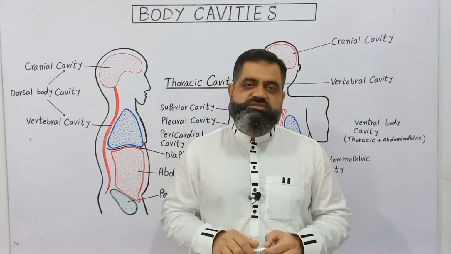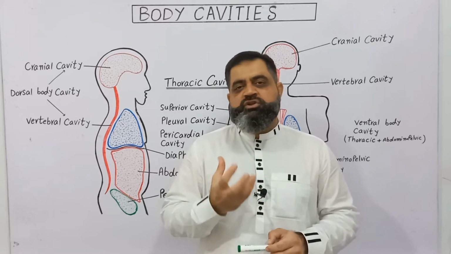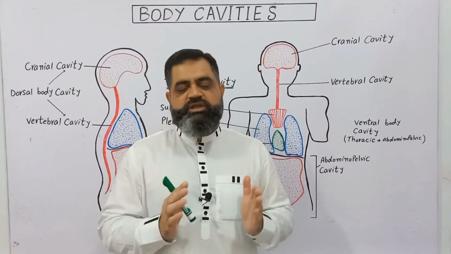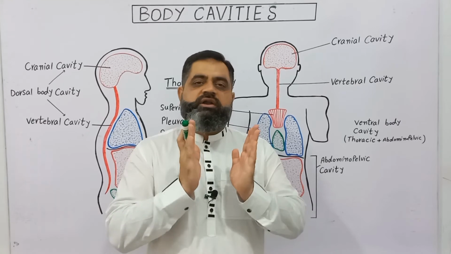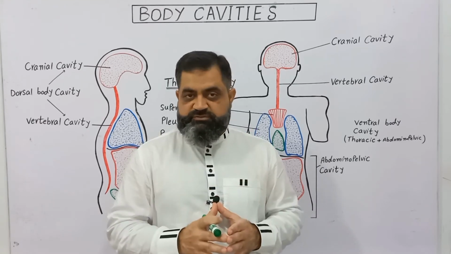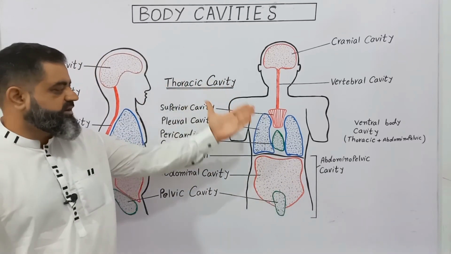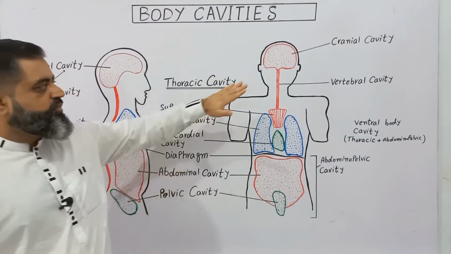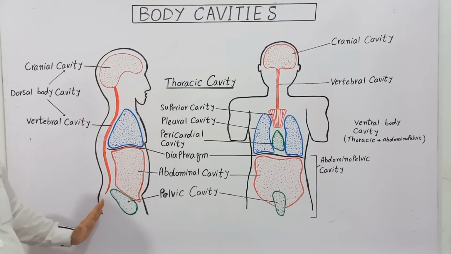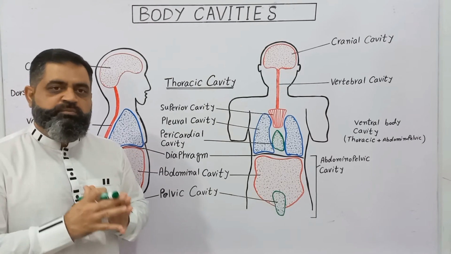Now we are going to discuss different cavities present in our human body, which include different body organs. There are two types of body cavities. One is known as the dorsal body cavity and the other is known as the ventral body cavity. First of all we are going to discuss the dorsal body cavities. So let's look at this diagram. There are two portions of the diagram. One I have taken from the ventral side of the body and one from the lateral side of the body. Both these diagrams show the different cavities present in our body.